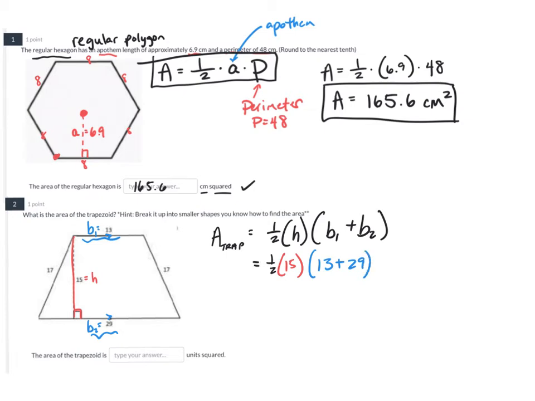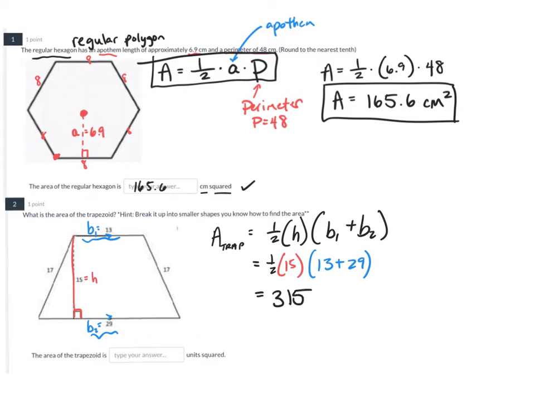So, bust out the calculator again. 0.5 times 15. I guess I should do order of operations, right? I should do what's in the parentheses first: 13 plus 29. That's 42. Now I can multiply by 15 and 1/2. So 42 times 15 times 0.5, and I got 315.